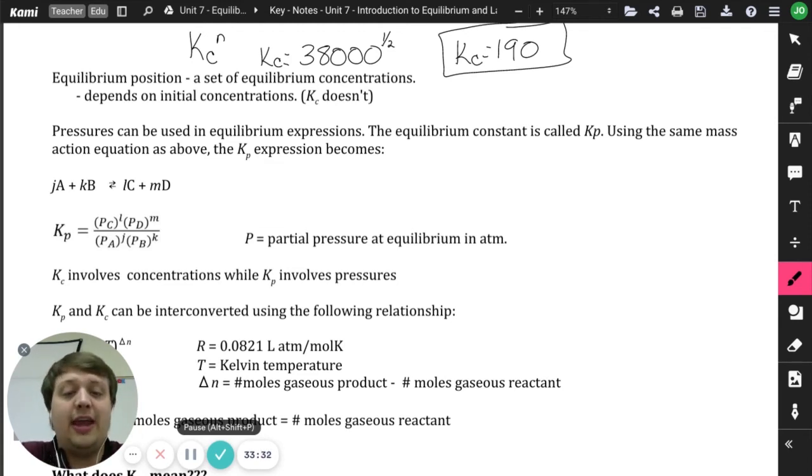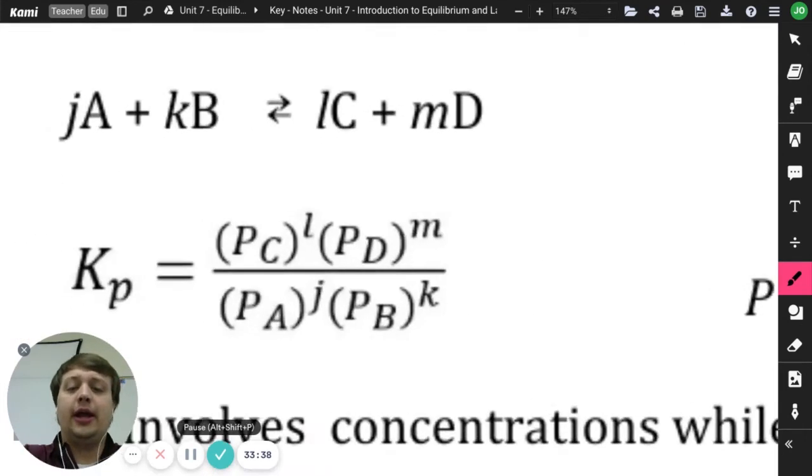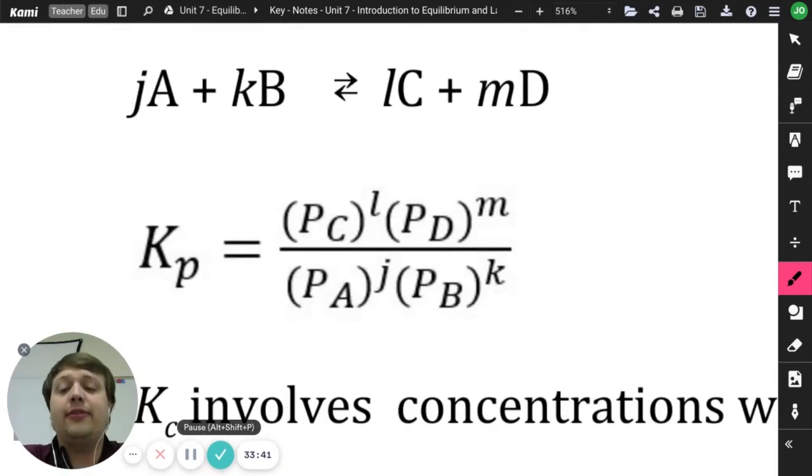So if we're using the same mass action equation above, we can solve for our Kp expression. Again, same thing, but this time we're actually using pressure. So the Kp is going to equal the pressure of C to whatever exponent it is, times the pressure of D to whatever exponent it is, so L and M, and then we do our reactants on the bottom, so the pressure of A to the J and the pressure of B to the K.